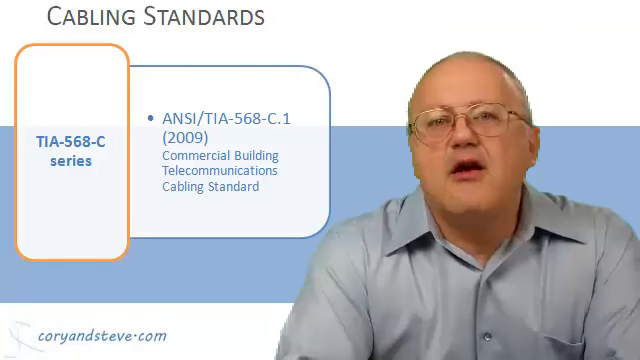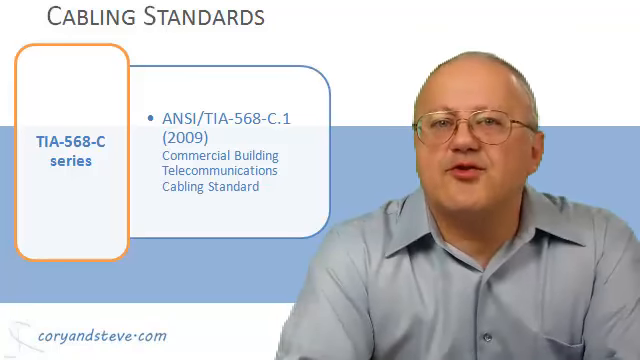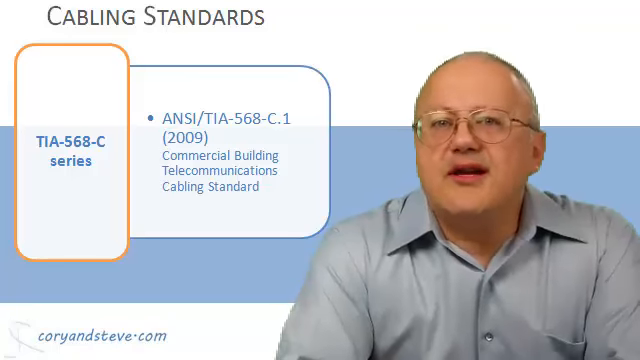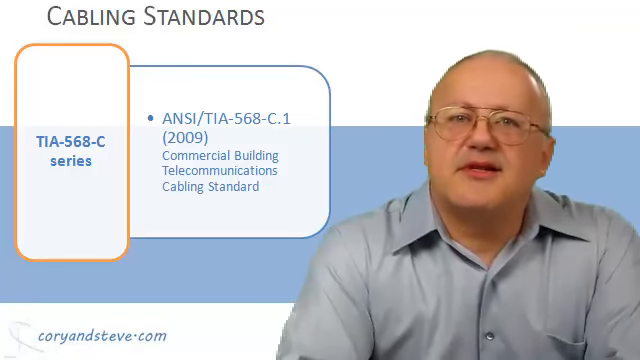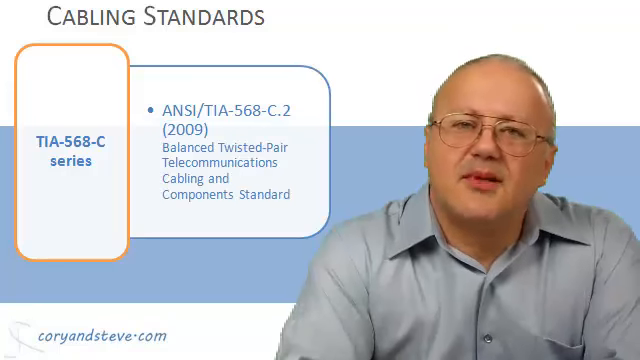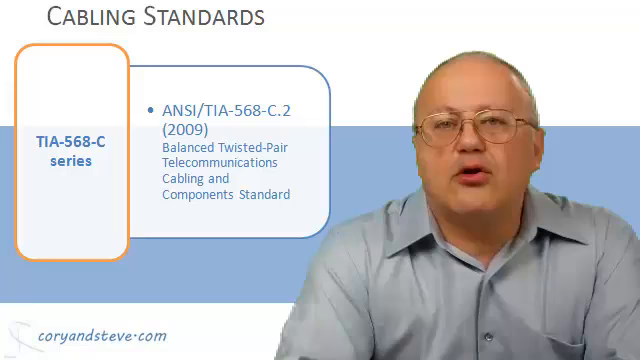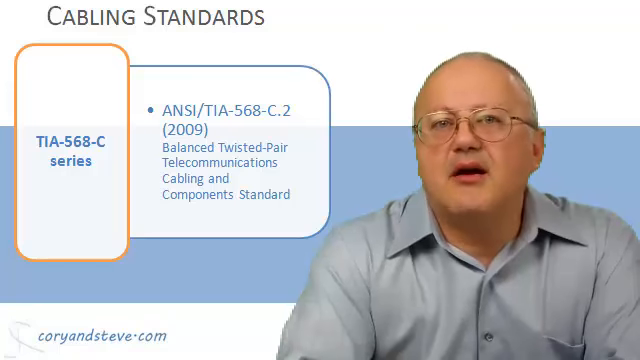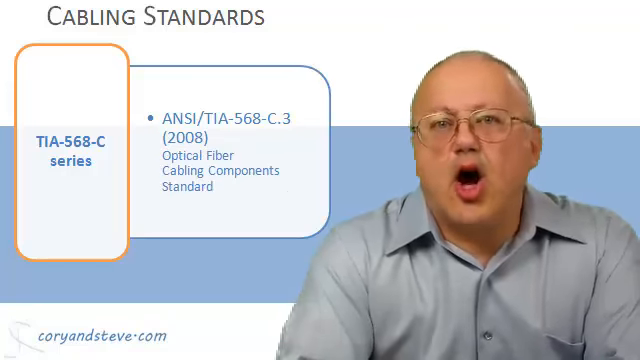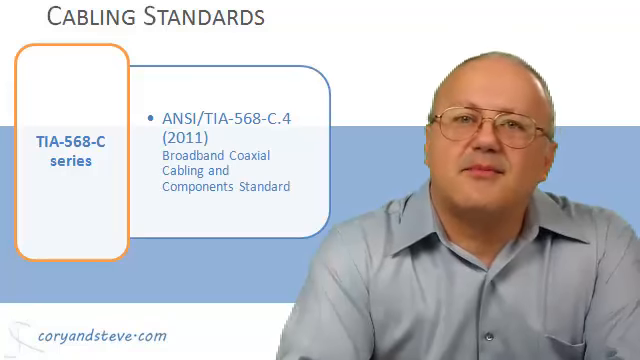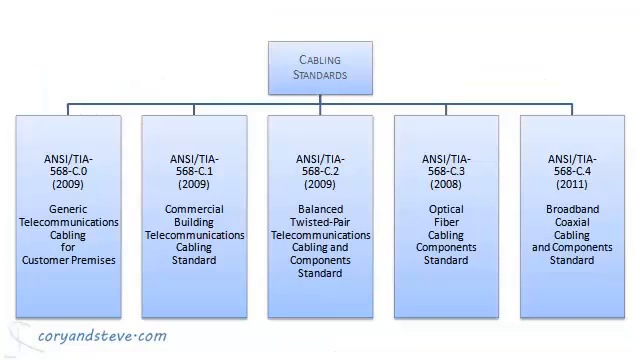The C.1 focuses on the most common type of construction, the commercial building. In the past, this was the only type of building described, but as we'll see in a bit, things have changed considerably. The next three documents, .2, .3, and .4, describe the required performance characteristics of allowable media: balanced twisted pair, optical fiber, and broadband coax. And here they are in summary form.